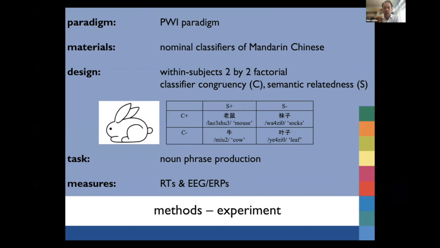Now, how did we investigate classifiers in the first place? Well, we used the well-known picture-word interference paradigm, presented pictures, and you basically had a 2x2 design. So distractor words were either classifier congruent or incongruent. That's the C+, C- condition that you see here. And on top of that, they were either semantically related or unrelated to the picture name.